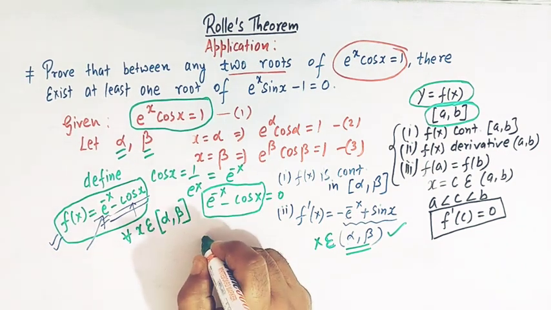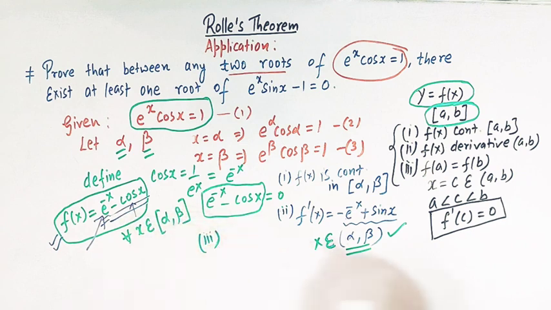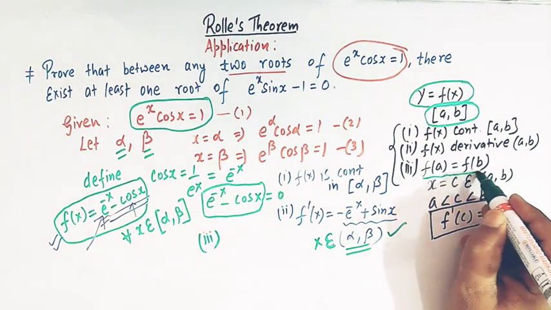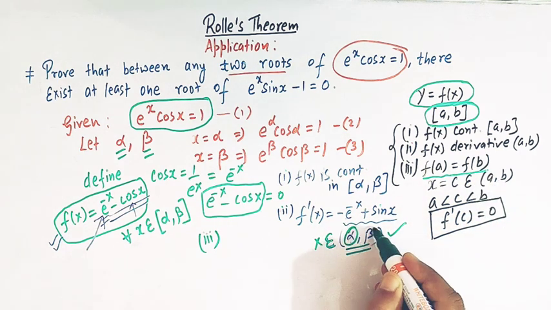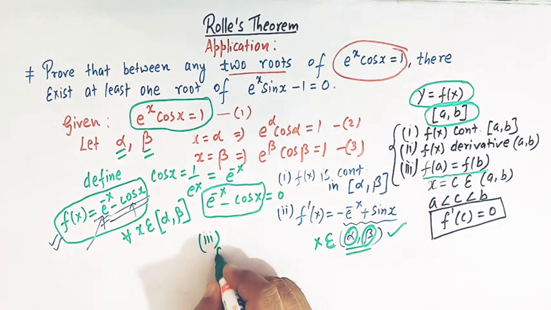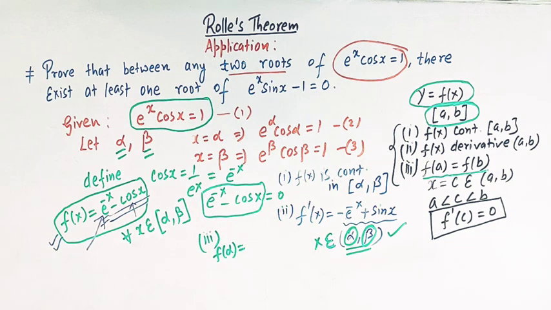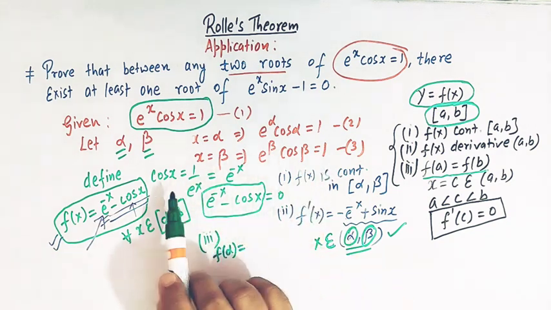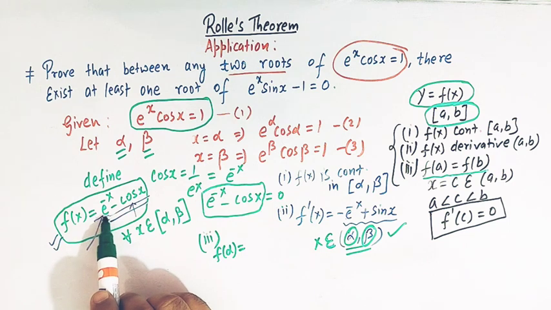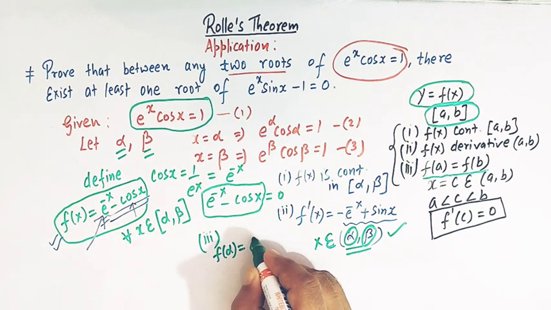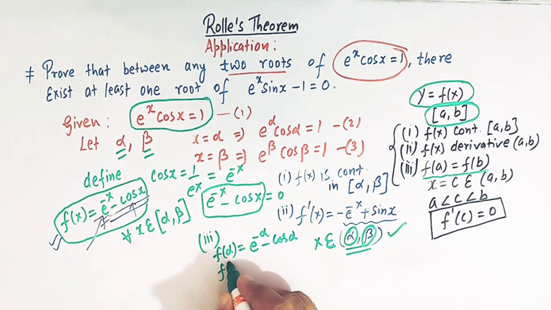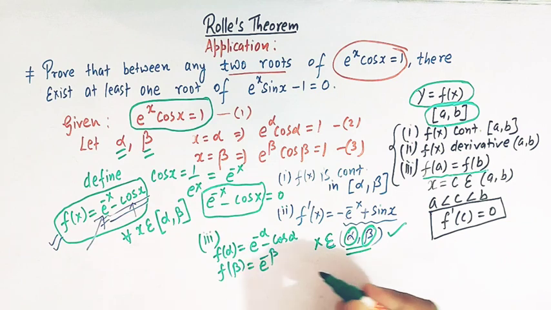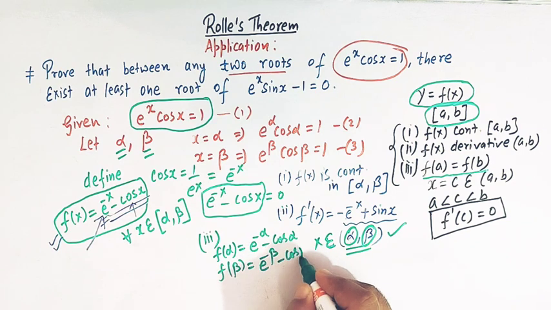Now let us take the third condition. So here f of a should be equal to f of b. So here we have alpha and beta. Now see, what is f of alpha? So f of alpha can be obtained from here. So we have e raised to minus alpha minus cos of alpha. And what is f of beta? F of beta is e raised to minus beta minus cos of beta.